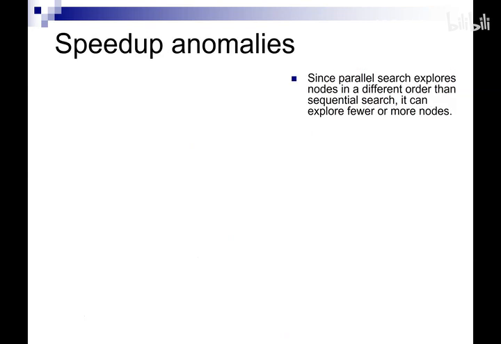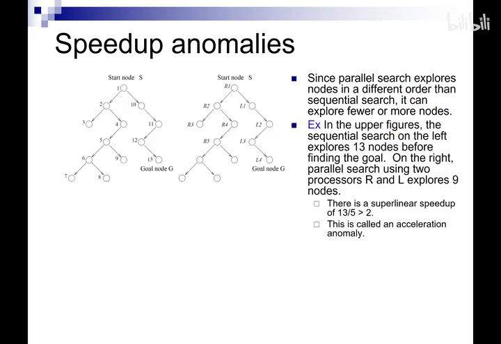For the final part of this, we're going to talk about these speedup anomalies that you can have. This is where, when you search in parallel versus when you search sequentially, you can sometimes do more work, but sometimes you can do less work. This comes about because basically we're using different algorithms when you search in parallel versus sequentially.